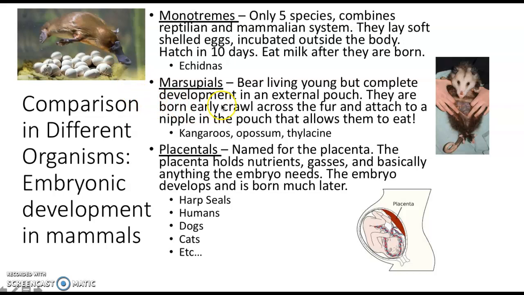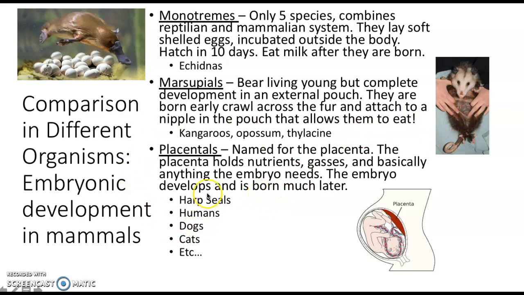Marsupials are the second group of mammals. These guys do give birth to live babies, but they are very underdeveloped. Okay? The babies are born, they crawl up the mother's body and into her pouch, where they then attach to a nipple and develop from there.